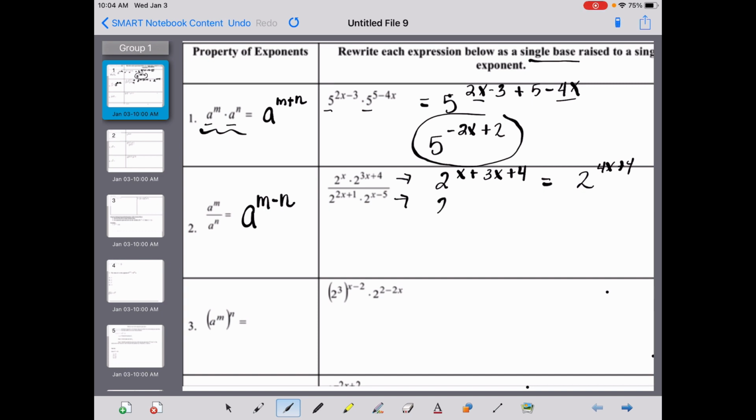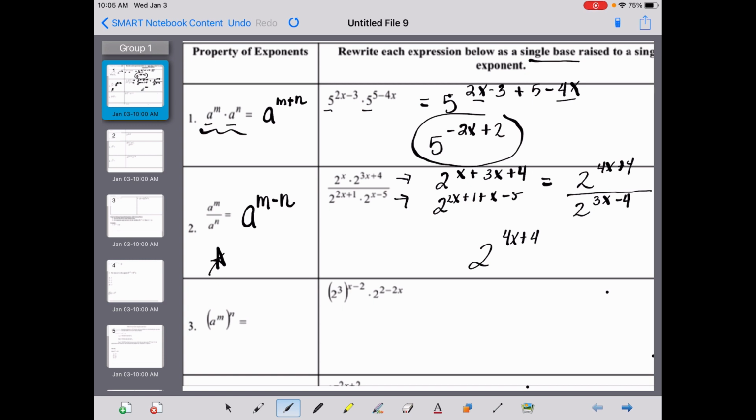And on the bottom, when you add your exponents, 2x plus x is 3x, and 1 minus 5 is negative 4. Now that you've combined the numerators and denominators separately, we can apply this division rule, which says if you have the same base, 2 and 2, you can subtract exponents.